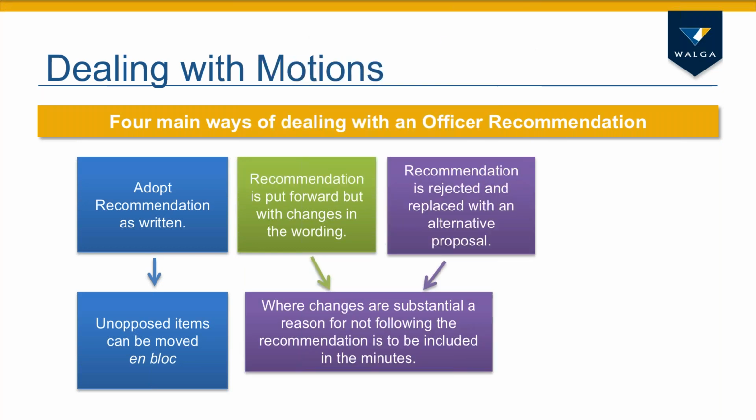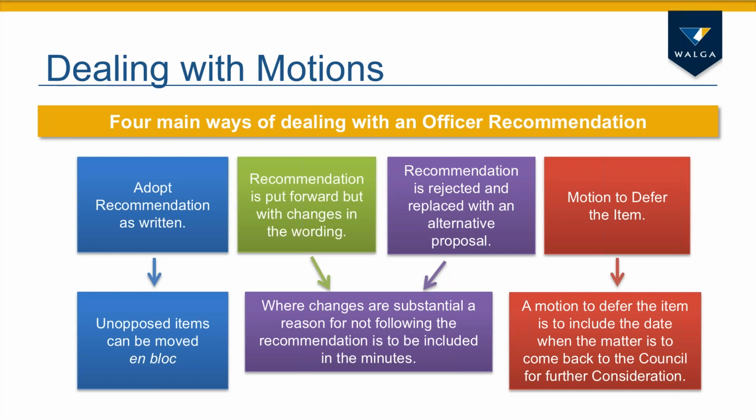A motion to adopt an alternative motion. This has the effect of rejecting the officer recommendation and is most likely to seek an outcome that is substantially different than what was proposed in the officer recommendation. If the alternative motion is passed, then the presiding member must ensure that the minutes of the meeting record the reasons for the decision being substantially different from the officer recommendation.